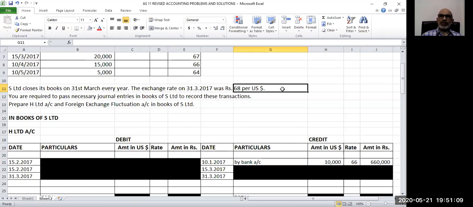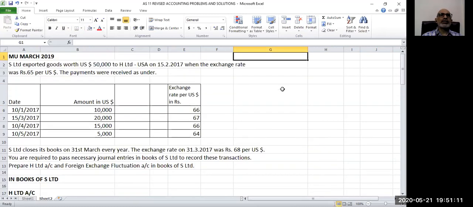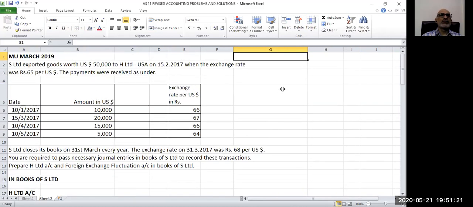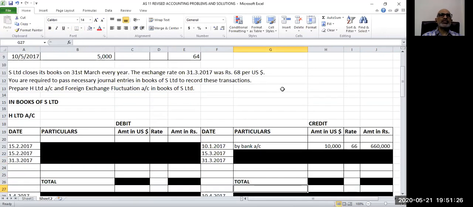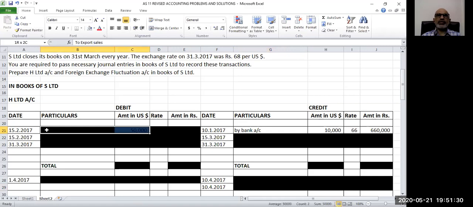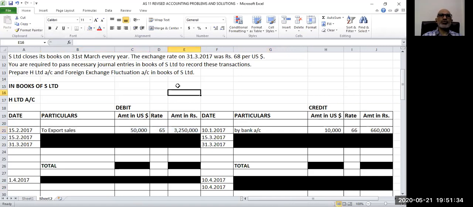As we go forward, we have recorded the export sale. That was on 15th of Feb. So on 15th of Feb, when you record the export sale, the dollar rate is given to you as 65 rupees per dollar. So the entry will be H Limited account debit to export sales. So we are debiting H Limited account for the amount of export sale, $50,000.